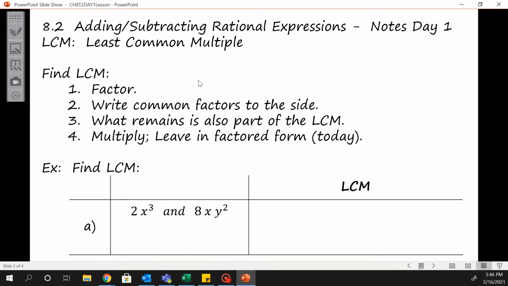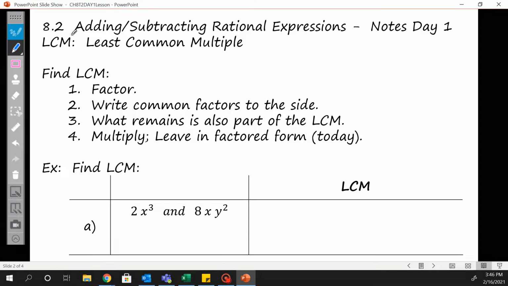All right, now lowest common multiple is what is going to help us add and subtract. So we need to be able to do this first. So first we factor. We find all the factors. We write the common factors to the side. And then anything that remains for either of them that is not common also gets written to the side and becomes part of the lowest common multiple. Then we multiply and leave it in factored form for today.